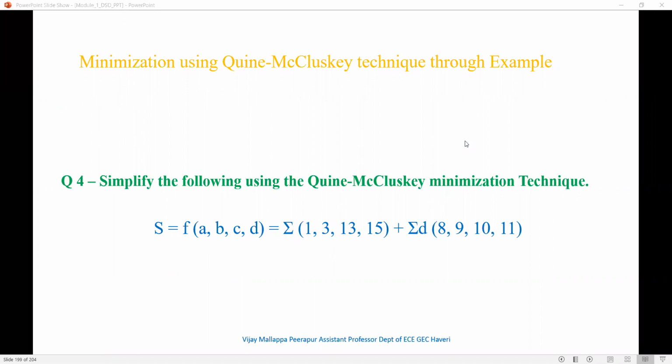If you see, this is similar to what we have done for the K-map. For the Quine-McCluskey technique also, we will include the don't care terms only if the don't care terms are helping us in creating larger groups of mean terms. If they are not helping us in creating larger groups of mean terms, we will not include the don't care terms here, right?